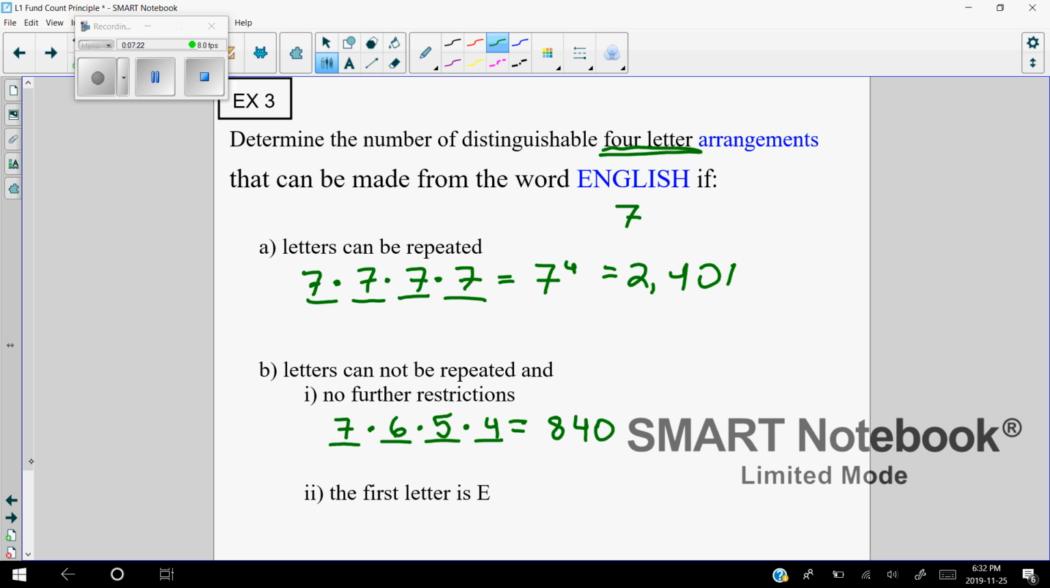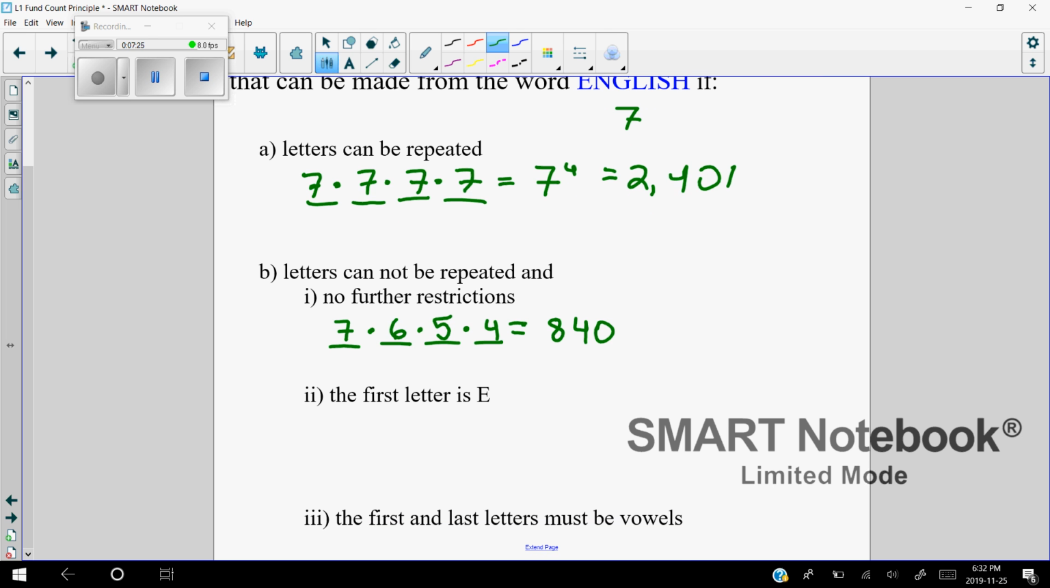Okay, next one, it says the first letter has to be an E. So now when I lay out my 4 options, I only have one choice of letters to put in the first option. After that, I have now used up the E, so I only have 6 left to pick from. And we're still in the section that says no letters can be repeated. So 6, then 5, then 4. So 1 times 6 times 5 times 4 is equal to 120. So if E is the first letter, then there's only 120 different options.